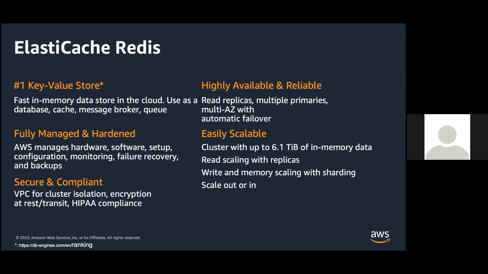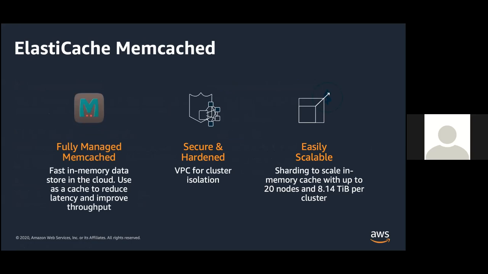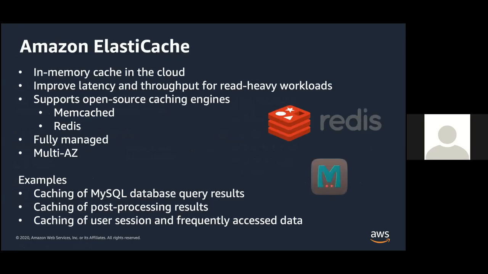Amazon ElastiCache for Redis is one of the fast in-memory data stores that provides sub-millisecond latency. For the sake of time, I'll quickly go through some key concepts: key value store, fully managed, highly available, and easily scalable, with clusters of up to 6.1 terabytes of in-memory data, which is one of my favorite ones, and read scaling with replicas, write and memory scaling with sharding as well. I'll skip through this. A few examples here, if you look at the bottom: caching of MySQL database query results, caching of post-processing results, and caching of user sessions and frequently accessed data. It will be on the slide so you can take a look at some of these examples more in depth.